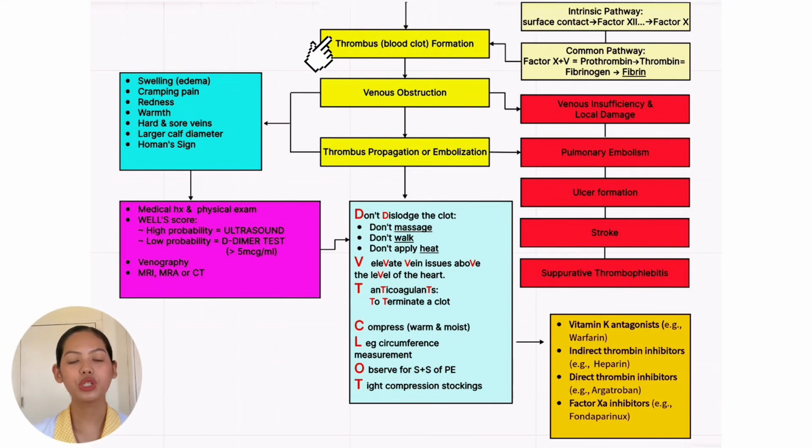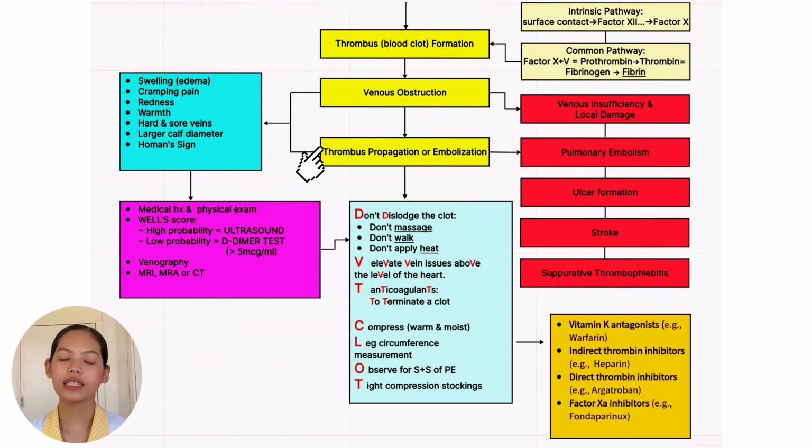So once the thrombus forms in a deep vein, it partially or completely blocks the blood flow through that vein. This is what we call the venous obstruction. The clot acts like a dam, stopping the normal blood flow back to the heart. And from venous obstruction, the clot can either propagate or grow larger as more platelets and fibrin get added to it, or it can embolize or break off and travel through the bloodstream.